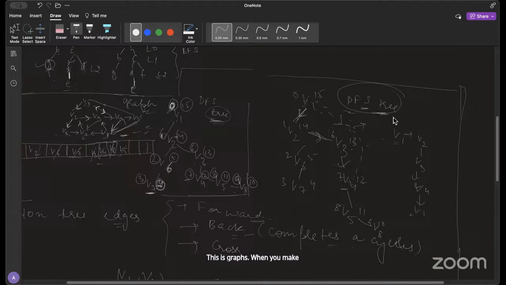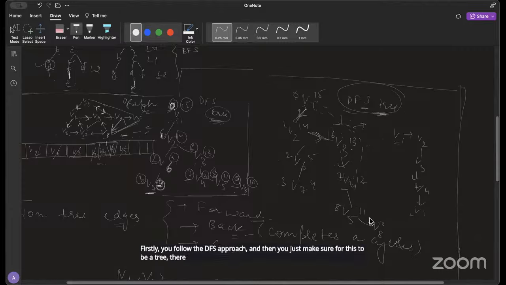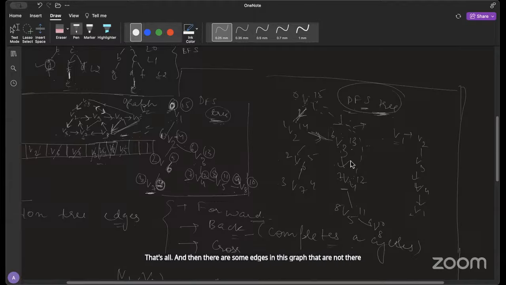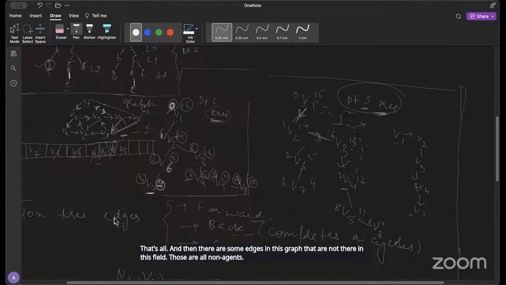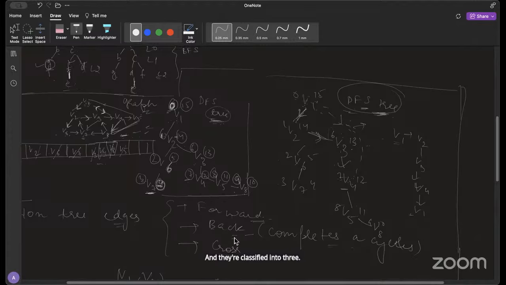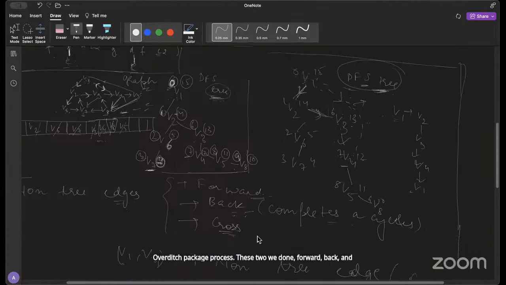When you make a tree, firstly you follow the DFS approach, and then you just make sure that for this to be a tree, there should be no cycles. That's all. And then there are some edges in this graph that are not there in this tree. Those are called non-tree edges, and they're classified into three: forward edge, back edge, cross edge. These we've already done. Let me just write down the definition for that.